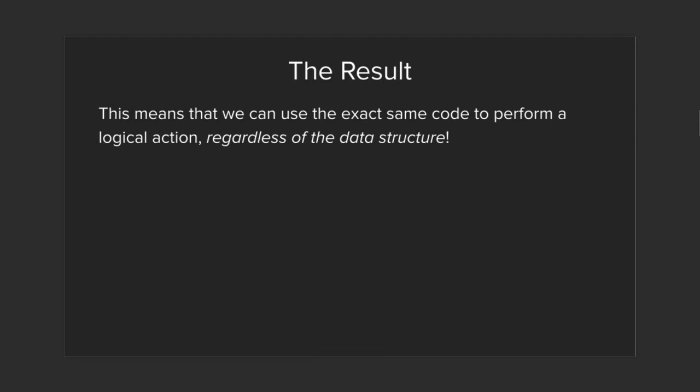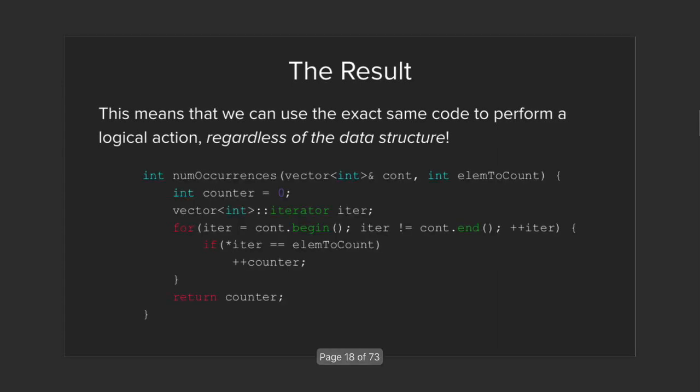But before that, one of the practical results of iterators is that it allows us to use the exact same code to perform the same logical action, again, regardless of the data structure. So for example, let's say that we want to count the number of times an element appears in a container. One function that we might write using iterators looks like this. You can see some of the things that we just covered syntax-wise. We have a vector of ints, which is our container in this case. We get a finger to the very start of the vector using container.begin. And then while we haven't reached the end of the container, we increment the iterator, and at each step, check whether it equals the element.